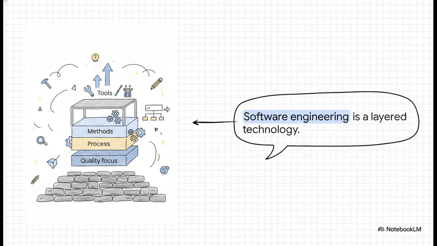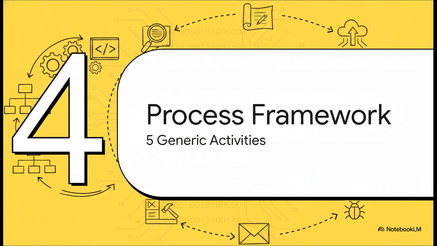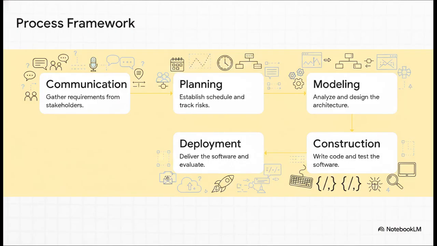You absolutely need the methods, the process, and that bedrock of quality underneath it for it to actually work. Which brings us to section 4, core process framework activities. No matter what kind of software you're building, there is a generic process framework that pretty much everyone follows. It boils down to 5 sequential steps.